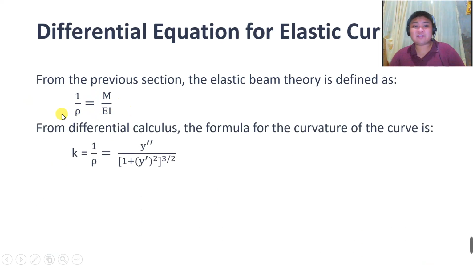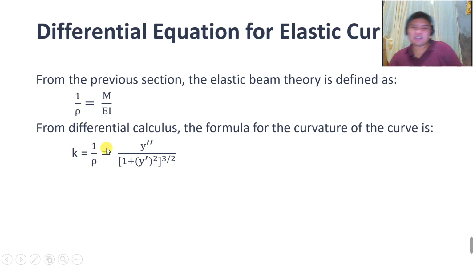However, class, from differential calculus, di ba? Sa differential calculus natin, the formula for the curvature of the curve, so that is k, is equal to the reciprocal of the radius of curvature. So, kung maalala nyo to, that is equal to y double prime, where y double prime is the second derivative, all over 1 plus y prime squared raised to 3 halves. So, this is class the formula for the curvature, which is 1 over rho.